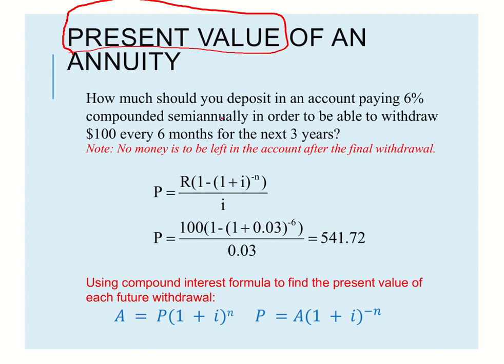How much should you deposit in an account paying 6% compounded semi-annually in order to be able to withdraw $100 every 6 months for the next 3 years? Now students, can you see what is the difference between this example and the previous example?